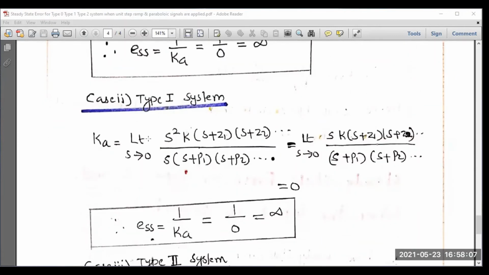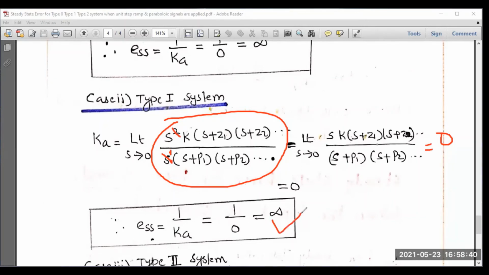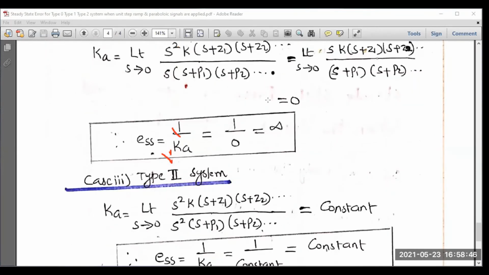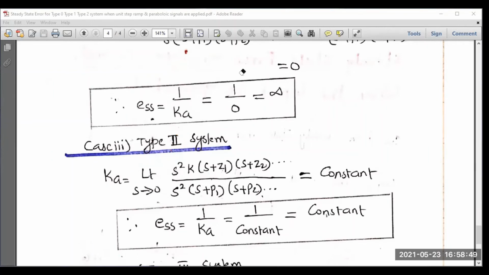For type 1 system, I'll write the general expression like this. You can recall the general expression. Here s should be there, that means s to the power 1, then only it becomes a type 1 system. Now how can I simplify? Here s is available, so s and s square will cancel, and s will remain in the numerator. Whenever I solve, I directly substitute the s value, therefore the value becomes 0. So Ka is equal to 0, and the steady state error is equal to 1 by 0. 1 by 0 is nothing but infinity, same as the previous case. You can have a look at the previous case also. So let me move on to the type 2 system. For type 2 system, what are you supposed to do?